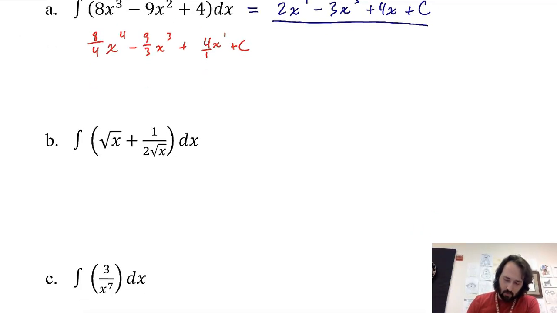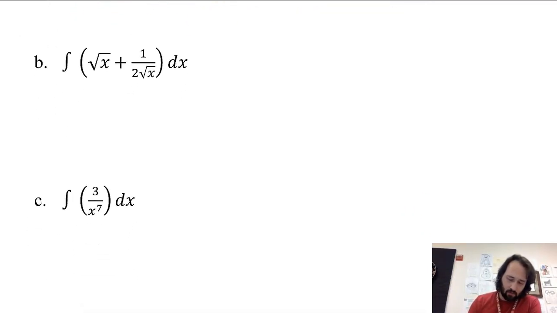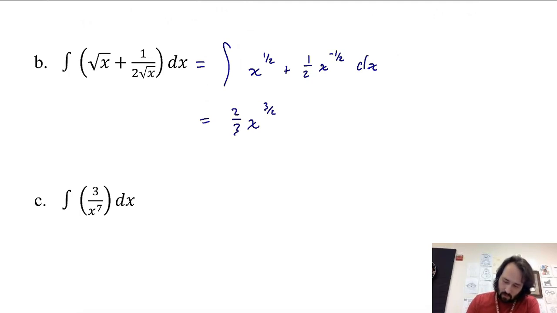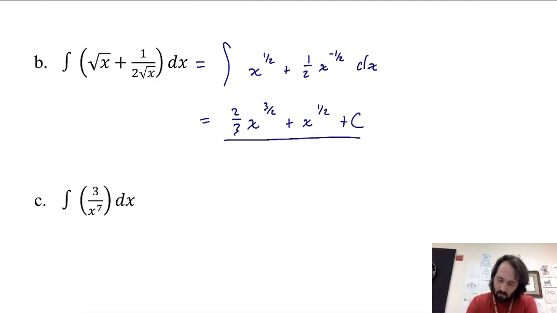Okay, so looking at the next one, I would rewrite these with a power rule before I even do the integration. So the integral of x to the 1/2 plus 1/2 x to the negative 1/2 dx, which would be x to the 3/2 times 2/3, and then this would just be plus the square root of x. And then I have plus c.